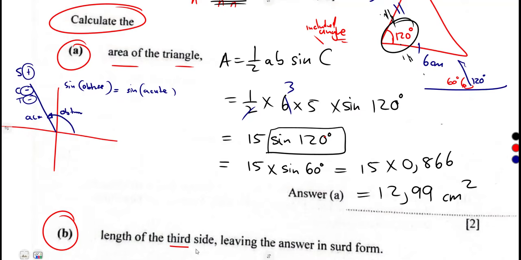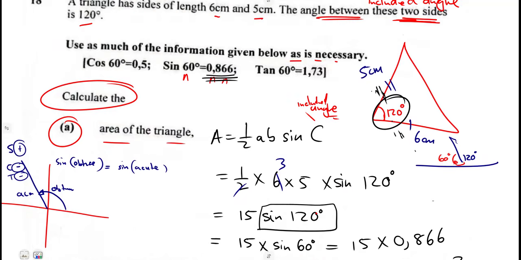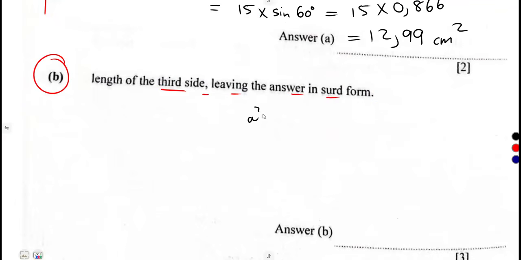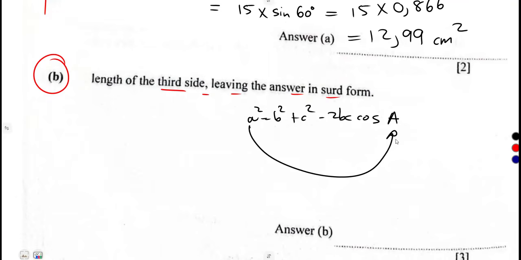Then the length of the third side, leave your answer in surd form. The third side is this one. As you can see, you're given two sides and an included angle, so we can use the cosine rule. The cosine rule is a squared equals b squared plus c squared minus 2bc cos A, where a is the side calculated and A is the included angle opposite to that side.